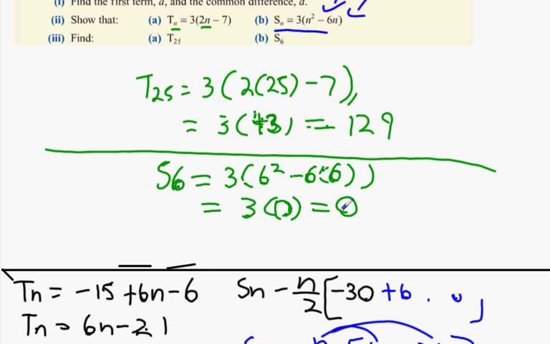Okay, 3 times 0, which is equal to 0. Oh, something wrong with that. Okay, Grant. Next question.